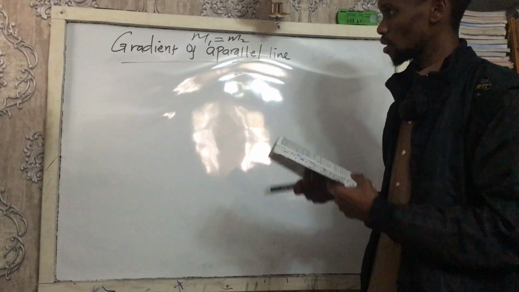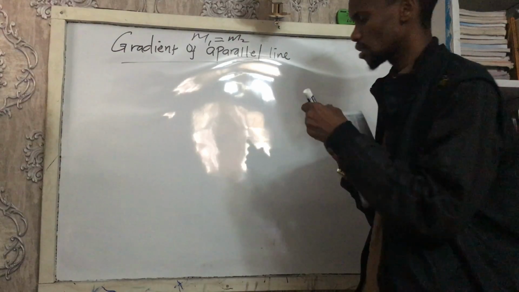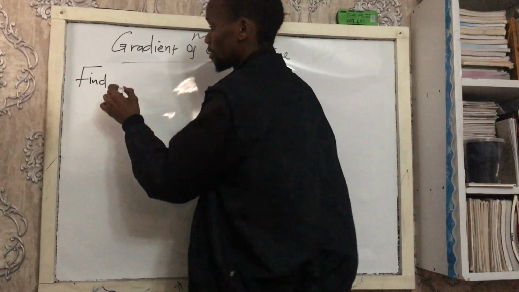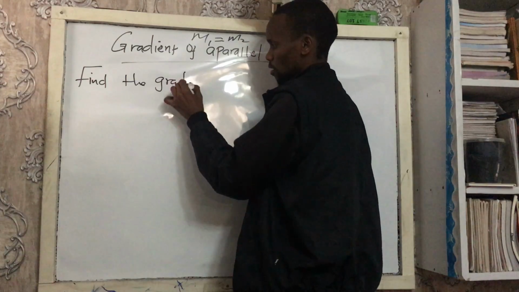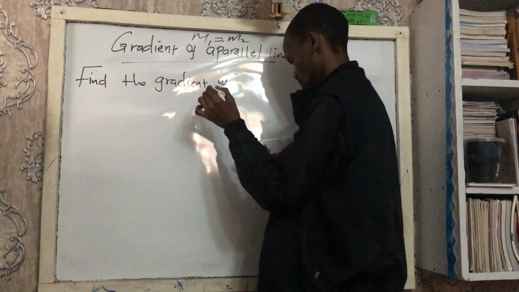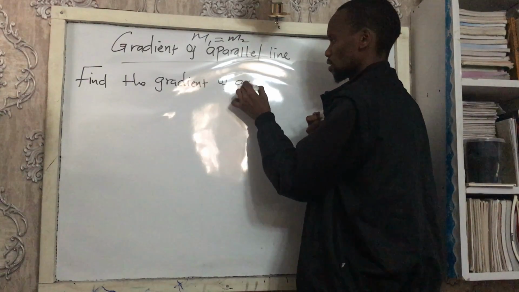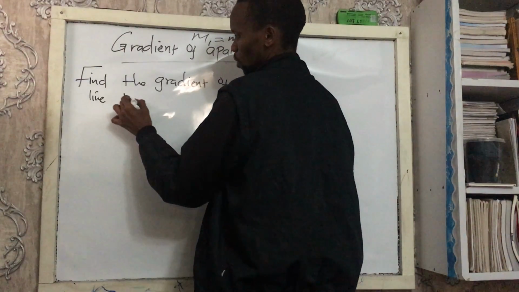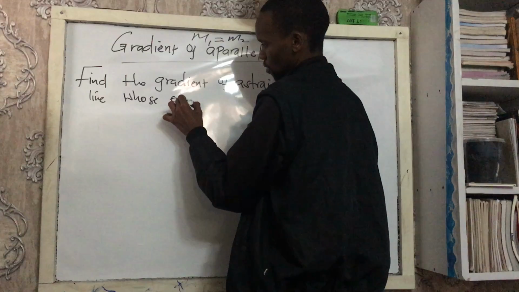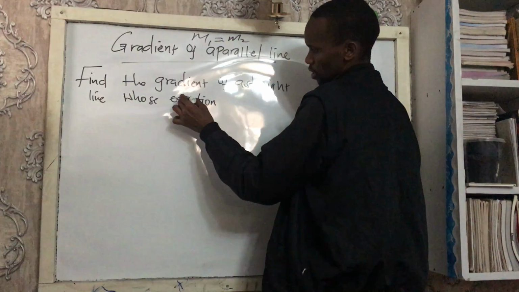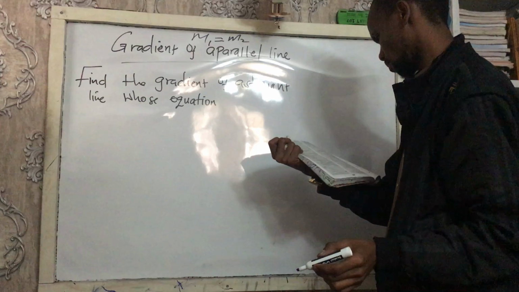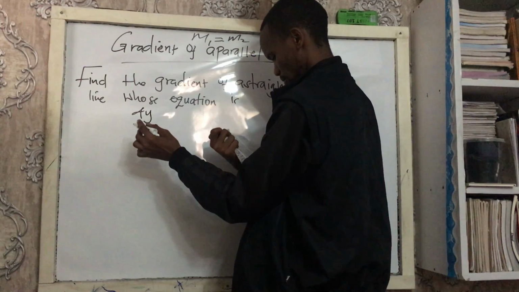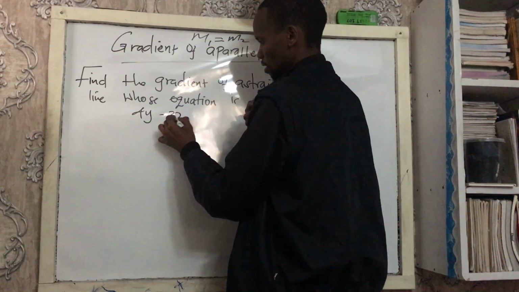Yeah, it's here. We are being told: find the gradient of a straight line whose equation is 4y minus 3x equals 8.